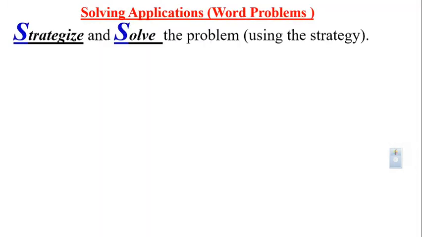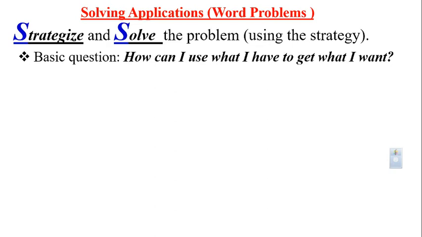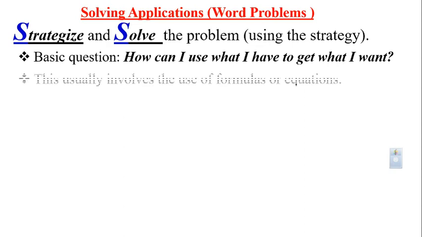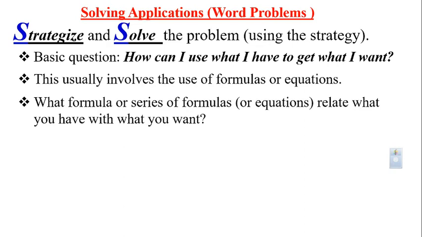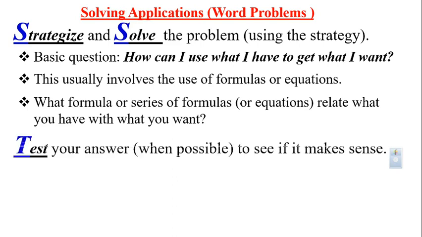After exploring the problem and identifying what the question is asking for, then you need to come up with a strategy and then use that strategy to solve the problem. The basic question here is how can you use what is given to find what is requested? How can I use what I have to get what I want? This usually involves some formulas or equations, and this depends on what the question is asking you to do. So you can't just randomly put formulas there. If the question is asking you for a certain thing, then you use a certain approach. This, of course, is the hardest part of the process.